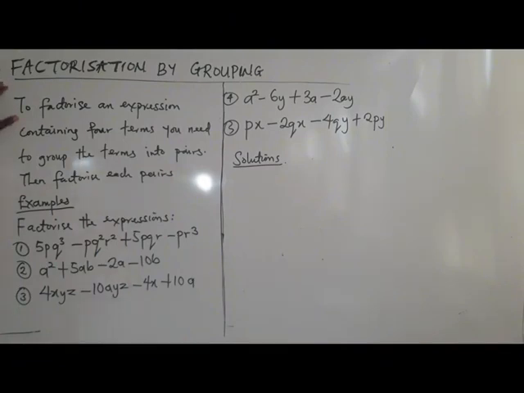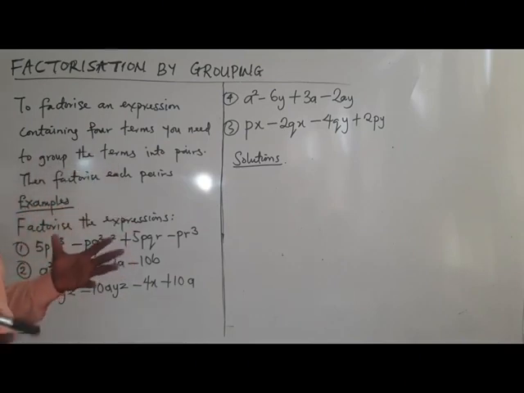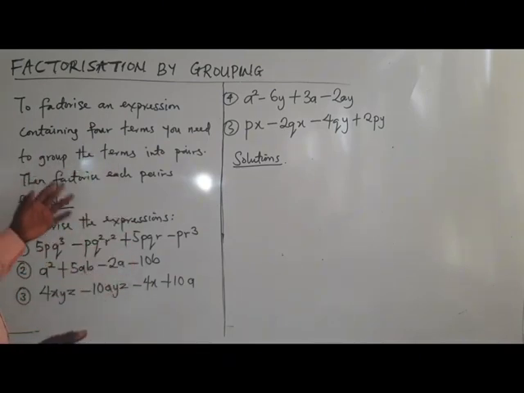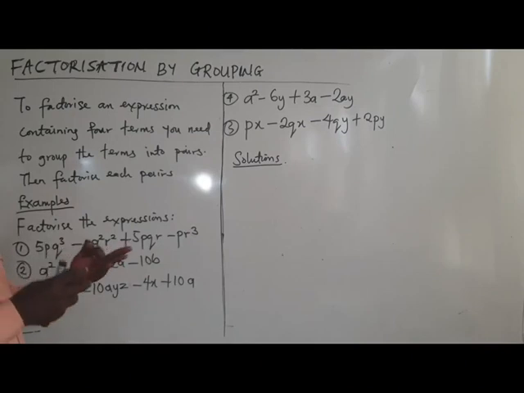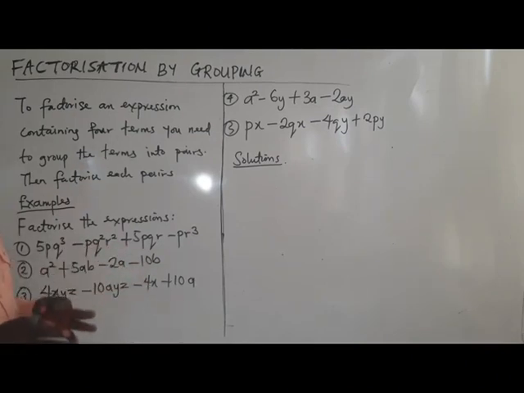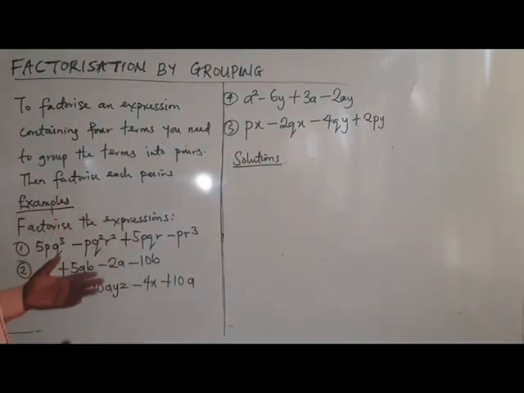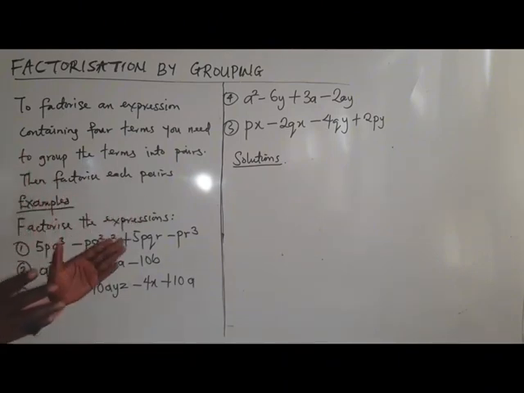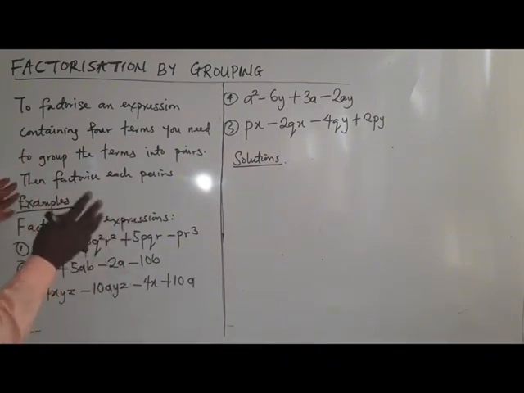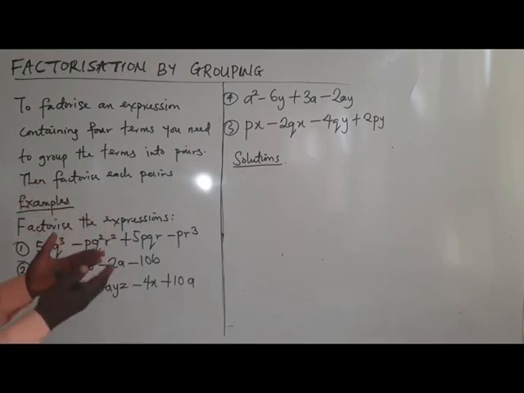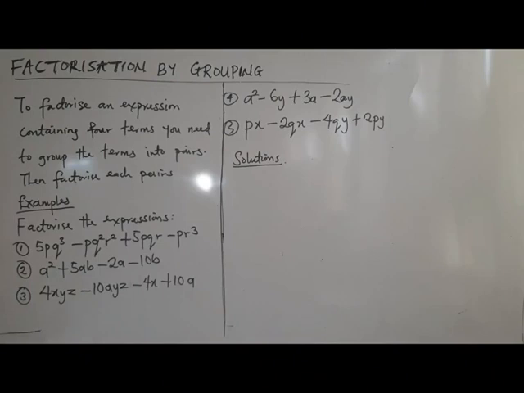Now, to factorize an expression containing four terms, you need to group the terms into pairs, then factorize. If you have three terms, it will not be easy to group them in pairs, so when we get to that, we'll see how we do it. But when you have four terms, you group them in twos. Then you factorize each pair, then combine them together to get your final answer. We have 5 examples here that we want to look at.